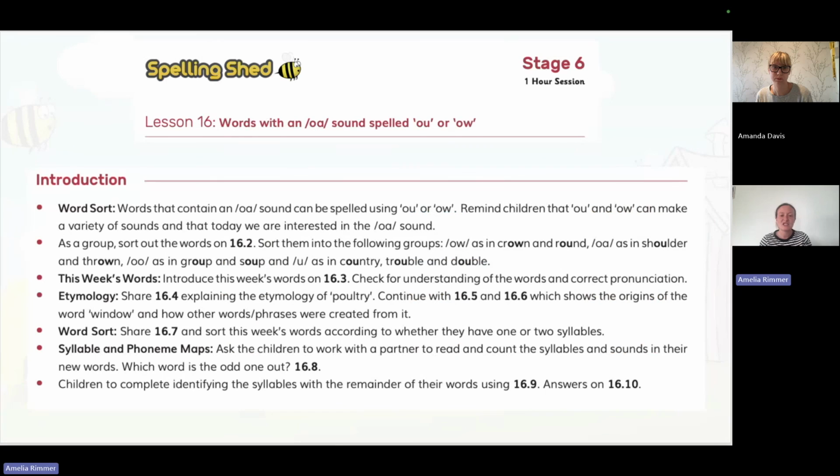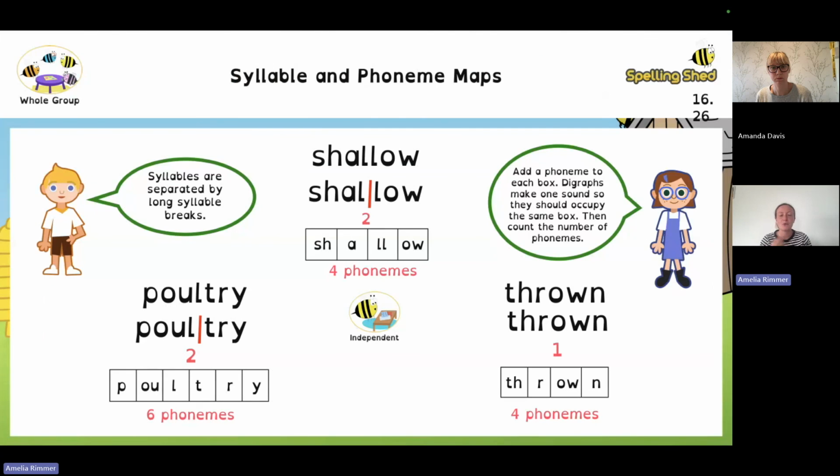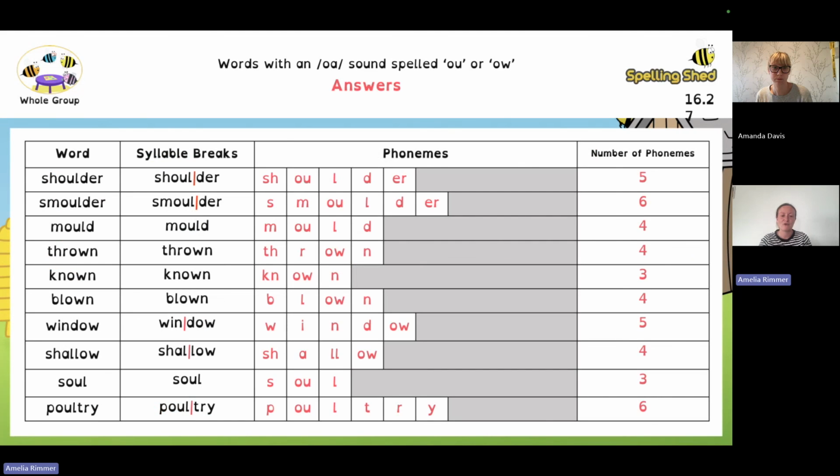And here's an example from stage 6 as well. This is lesson 16. Words where an O sound is spelled OU or OW. So this is more of a sound focused lesson. We're talking specifically about the O sound. So here the syllable and phoneme mapping is in the introduction, and it is a big focus of it, but we still have those other elements as well. And on this example, instead of using the sound buttons, we've got those Alconian boxes as well. And they're also counting the number of phonemes at the end of the Alconian boxes.